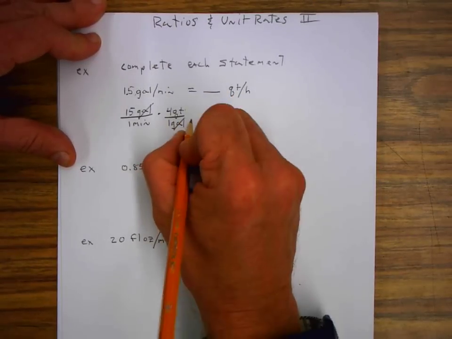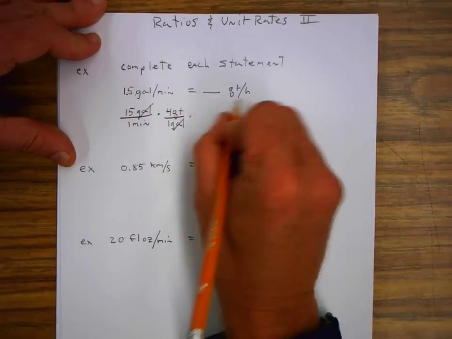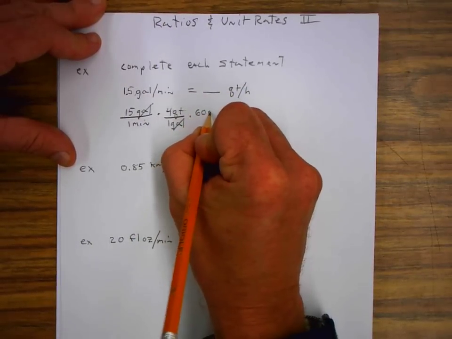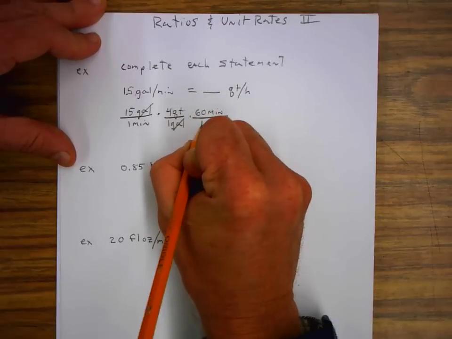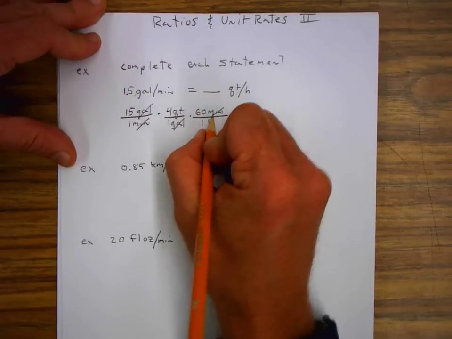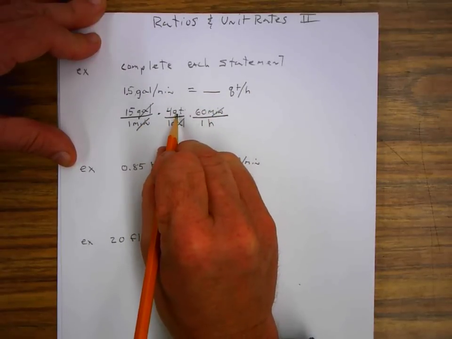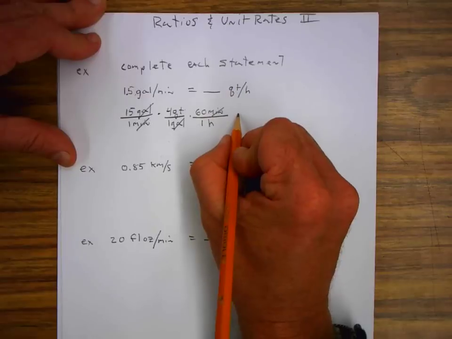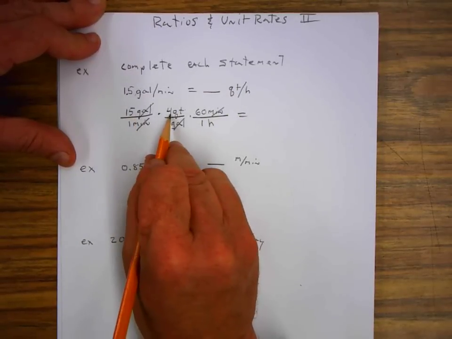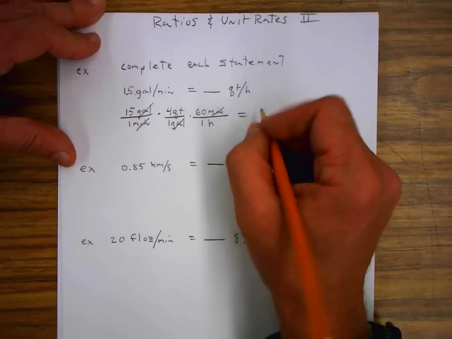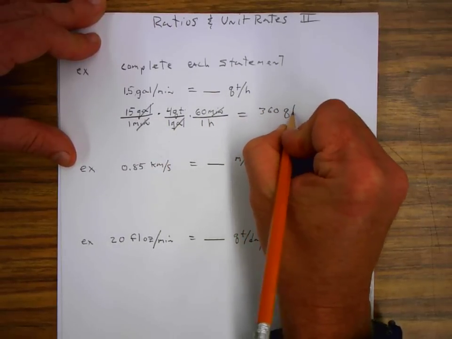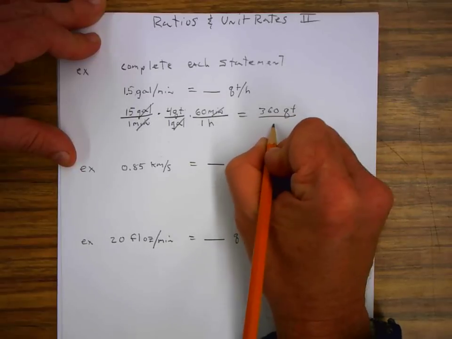The second part is I need to go from minutes to hours. And I know that there are 60 minutes in 1 hour. So I can cross out the minutes. So the units that I'm left with are quarts per hour. And when I multiply this through, 1.5 times 4 times 60, I end up with 360 quarts per hour.